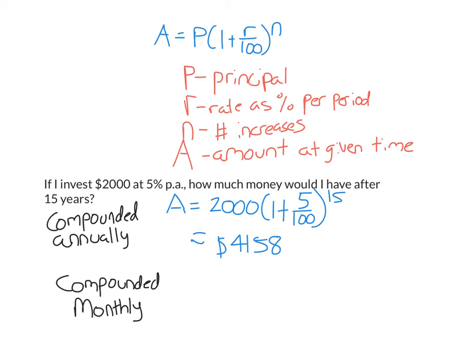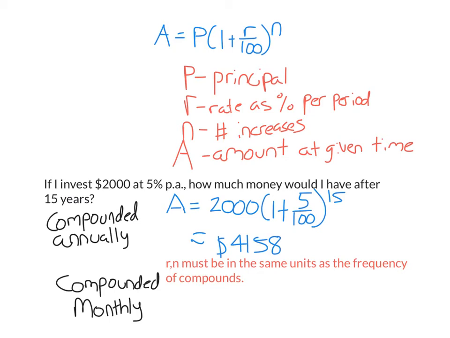We would have to change R and N to be in the same units. So when I say that R and N must be in the same unit as the frequency of compounds, if the frequency of compounds is monthly, if interest is recalculated at the end of each month, then R needs to be the rate per month and N needs to be the number of months.